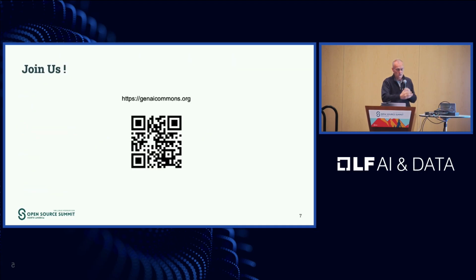Otherwise, in general, GenAI Commons has a website of its own, and there's a QR code, but the URL is pretty simple anyway, genaicommons.org. I invite you to look it up. There are links to all the different work streams and projects we have, links to the public calendar, so you can easily find us and join if you'd like.